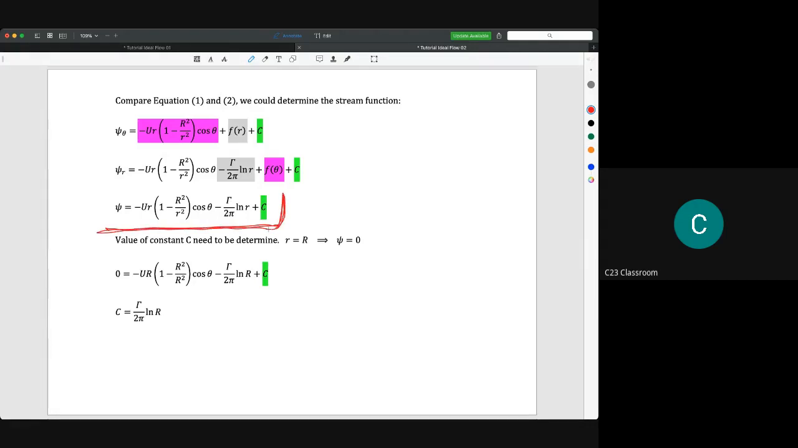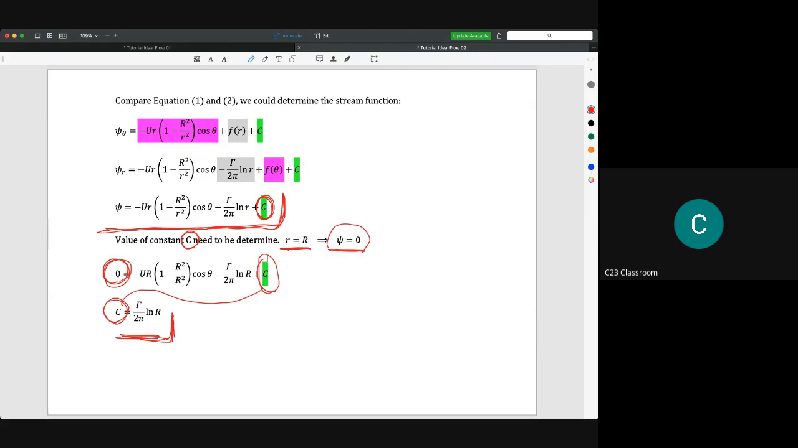Okay, so at this moment, you cannot leave the value of C, because we need to calculate what is the constant value of C. So what we need to do is substitute r equal to R, and then we get that the value of psi is equal to 0. If psi is equal to 0, we substitute the 0 here, so we get C is actually gamma over 2 pi ln R, with capital R. So we need to substitute this value into this term.